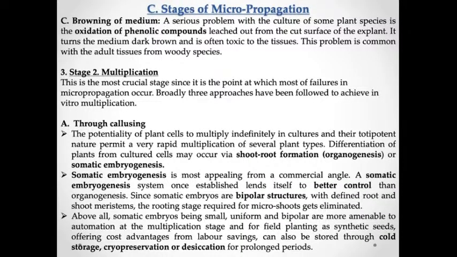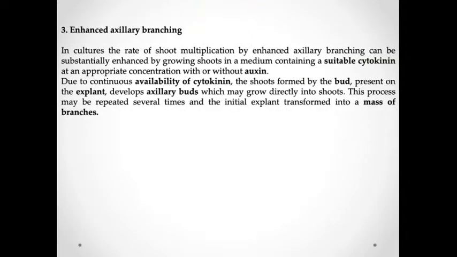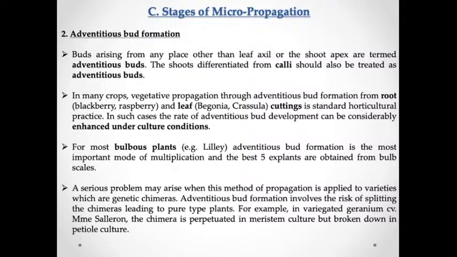So we were doing the multiplication, and we are done with the callusing. Now comes the adventitious. You can do it with adventitious buds, also in micropropagation. In this, you use the shoot apex part or leaf axil part of a plant, known as adventitious buds, for growing it, and the shoots differentiated from calli should be treated as adventitious buds in this case. It has been done in many crops, from the roots of blackberry and raspberry; leaf cuttings of Crassula is standard horticulture practice. From the bulbous plant lily, adventitious bud formation is the most important mode of multiplication.